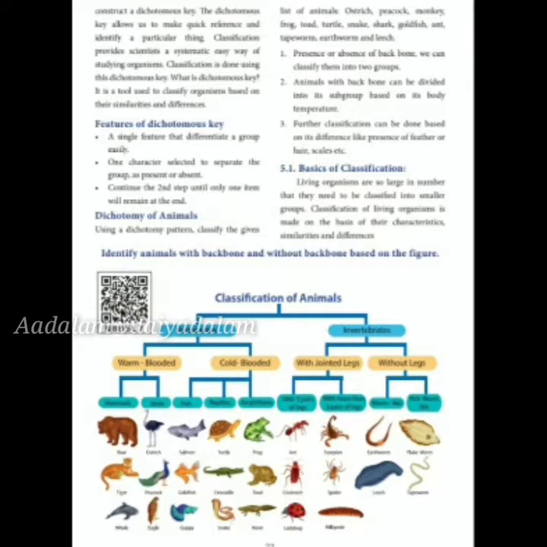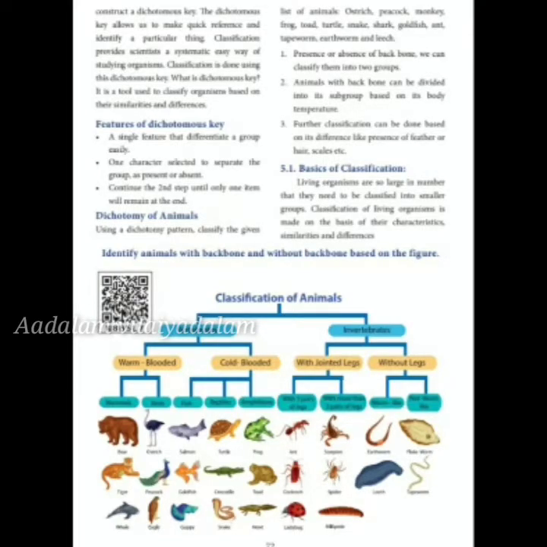Features of dichotomous key. A single feature that differentiates a group easily. One character is selected to separate the group as present or absent. The step is continued till the last classification is possible.